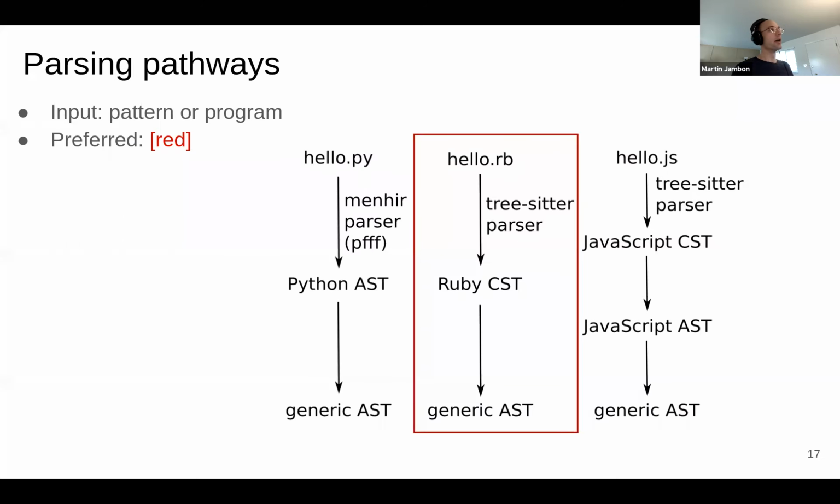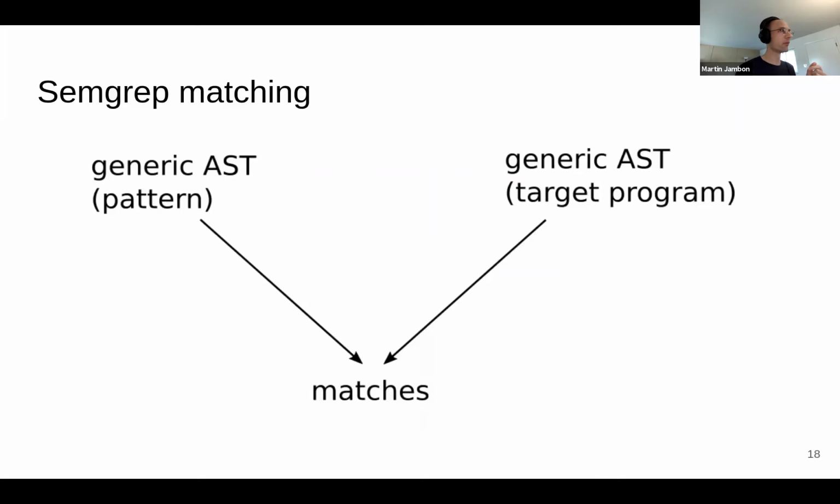So anyway, when we have a generic AST for our pattern and for our target program, we can compare them. And this is what our matching does. So we have a single, pretty consequential piece of code, but a single piece of code that takes care of matching a pattern against a target program. And this all works on our generic AST.